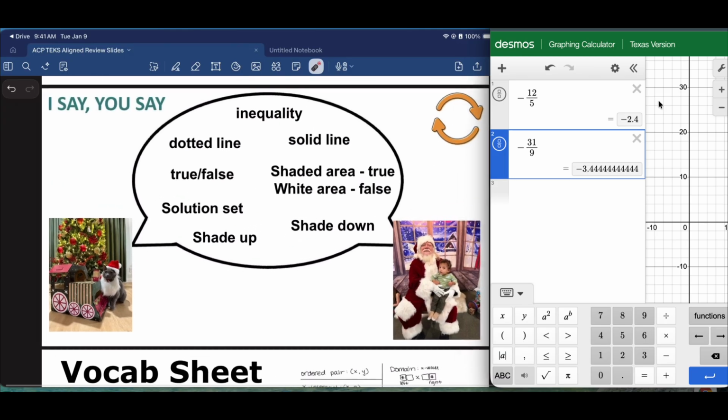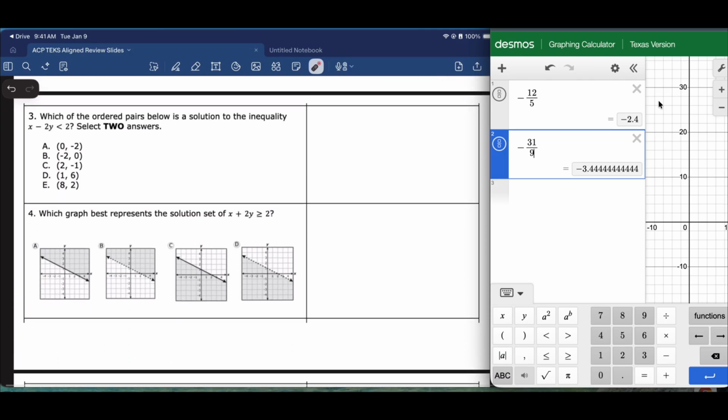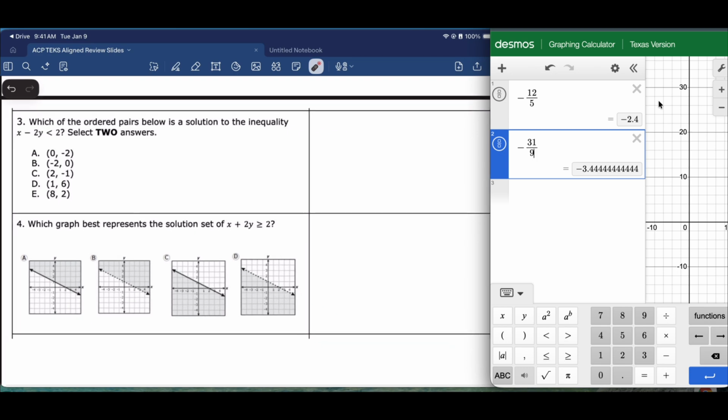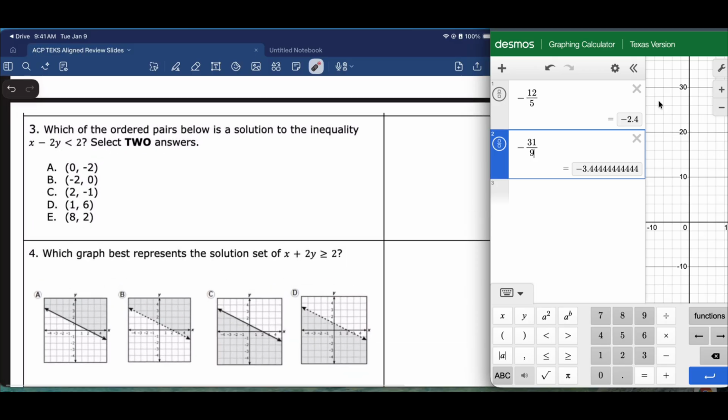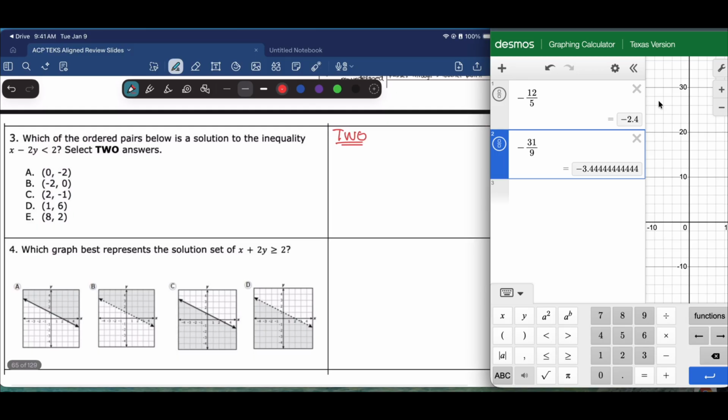Super cute. All right, so we're going to do 3D. So this first question says, which ordered pair below is in the solution to inequality x minus 2y less than 2? Select 2 answers. My most important words here are 2 answers. I need 2 answers.